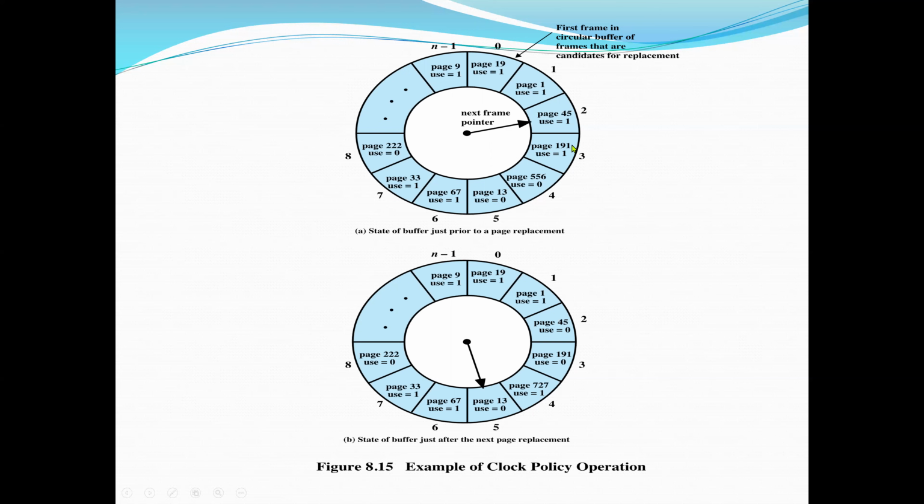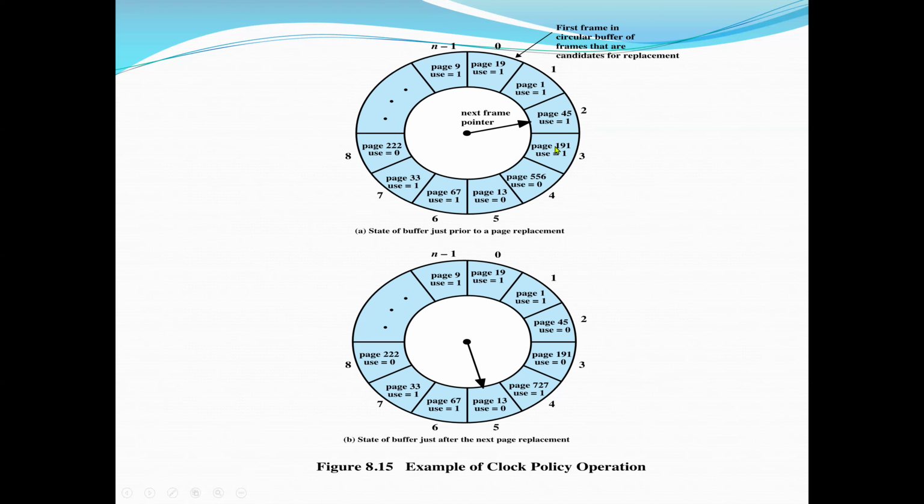Then instead, the use bit is set to 0 and the pointer advances. Similarly, page 191 in frame 3, we have the 45 previously. Now page 191 in frame 3. So our frame numbers are 0, 1, 2, 3 outside, and the page numbers and the use bits are inside.